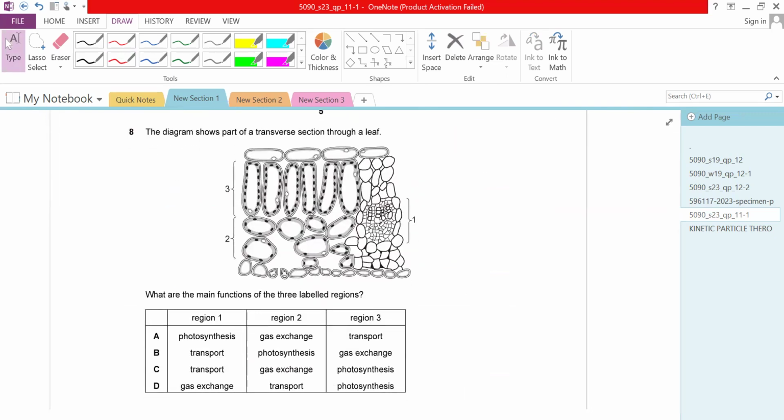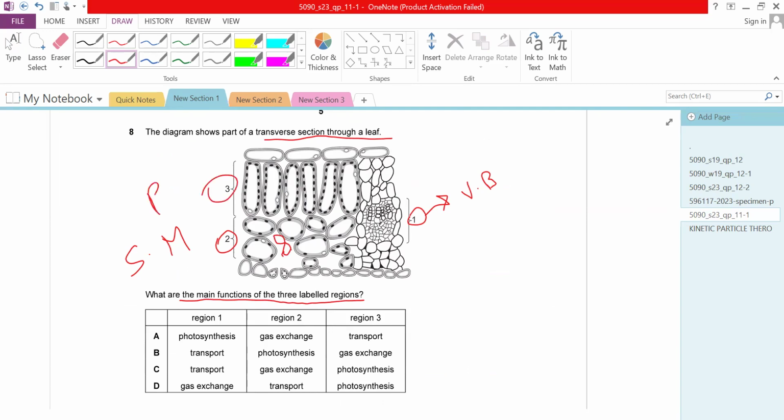Question number 8, the diagram shows part of a transverse section through a leaf. Three regions. What are the main functions of the three labeled regions? Region 1 is vascular bundle, and the function of the vascular bundle is to transport. Region 2 is spongy mesophyll with the intercellular air spaces. These are the intercellular air spaces where gas exchange occurs.